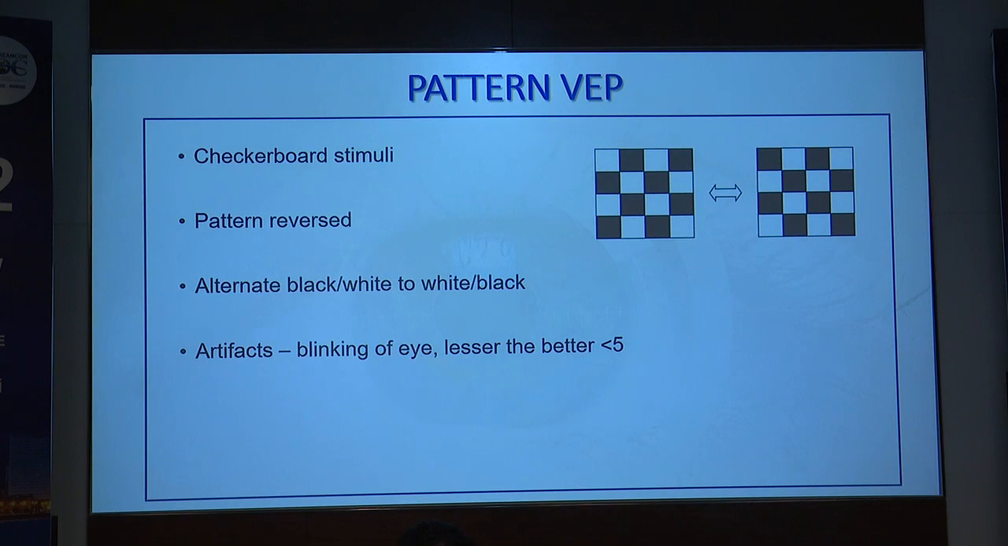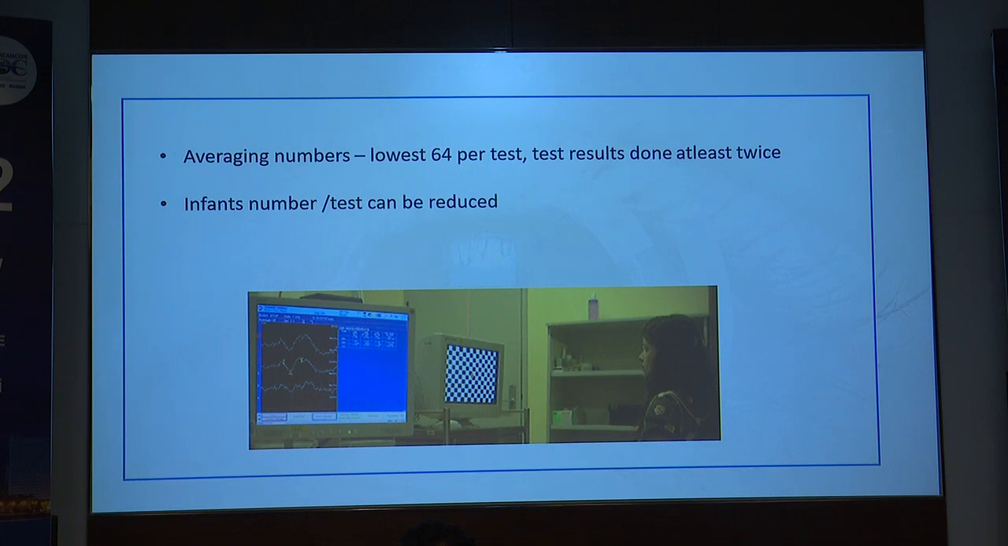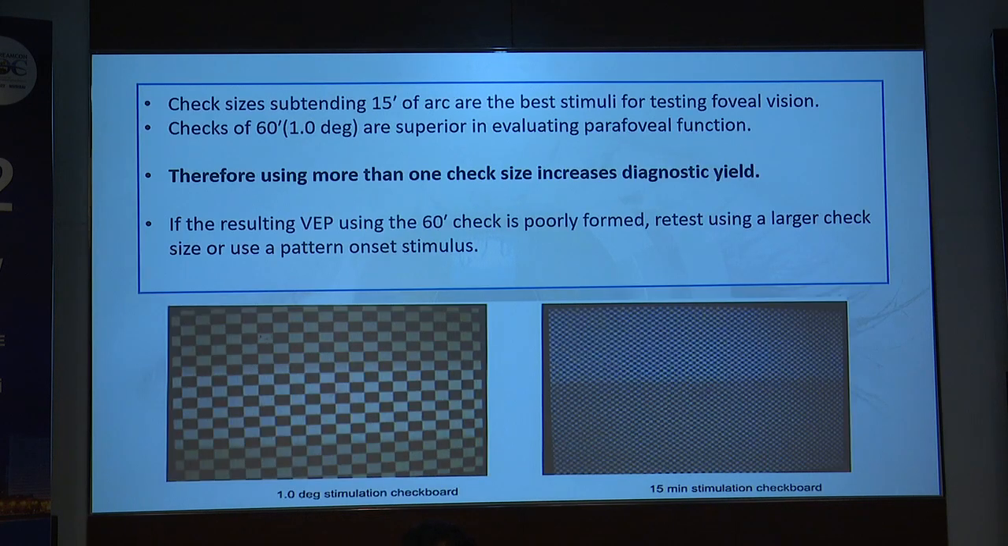Coming to pattern VEP once again, this is the checkerboard stimulus. The pattern is reversed, alternate black to white and white to black. And we have to look at the artifacts like blinking of the eye, the lesser the better. The total number of sweeps done should be at least 64, and these tests are repeated at least twice. In infants or patients having less attention span, the number of sweeps per test can be reduced.